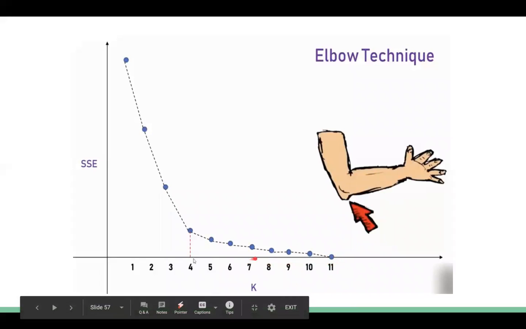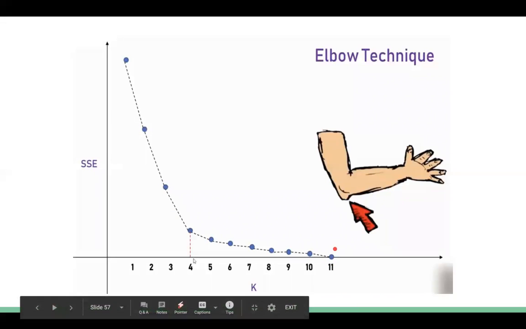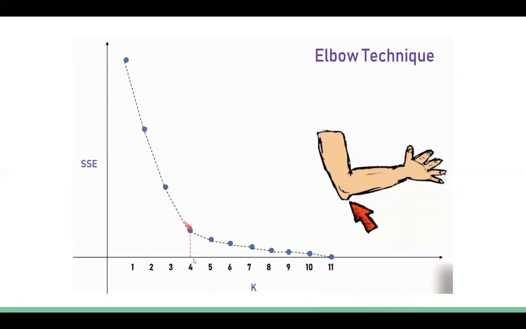So as you keep increasing the number of clusters, and when the number of clusters and the number of points in the data set become equal, each and every point will act as its own center, its own cluster, and the error will be 0. So why do we call this the elbow technique? When you plot such a curve, it looks just like a human hand.